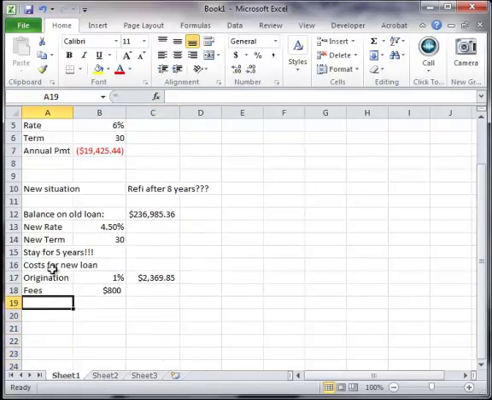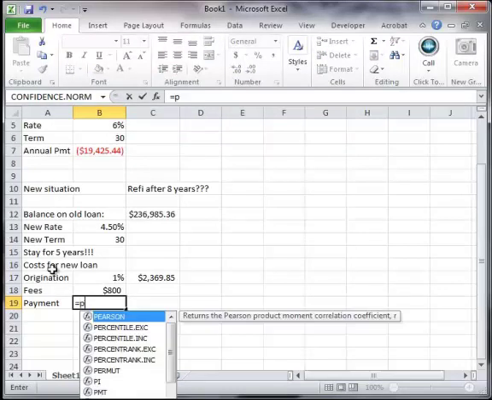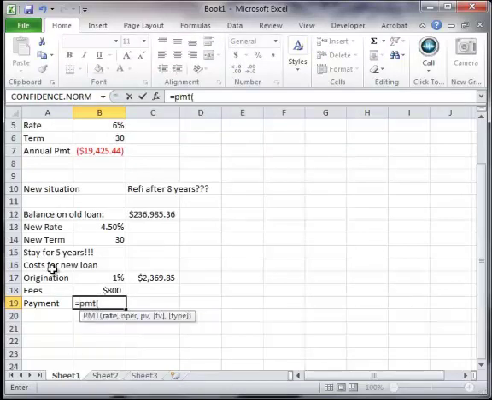And we are going to have a new payment, and that new payment is going to be our new interest rate, the 4.5% divided by 12. And then the number of periods is going to be, its new loan is for 30 more years, so it's going to be 360, which would be 30 times the 12.